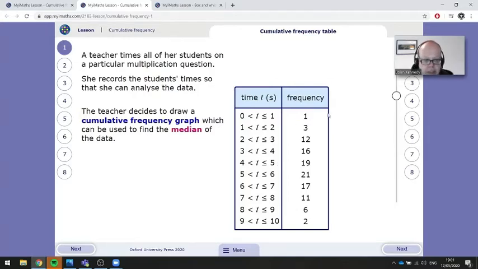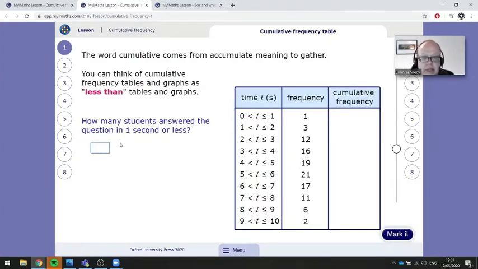So the frequency is just how many people are in each category again. There was one person who was super fast, between 0 and 1 second. Most people were in the sort of middle group, and there were 2 people who took more time, between 9 and 10 seconds. We can find a cumulative frequency graph from this, but first we always have to actually calculate the cumulative frequency.